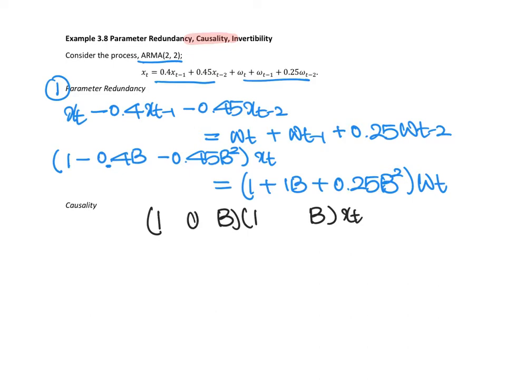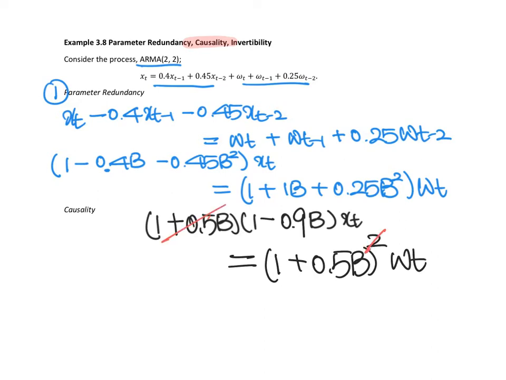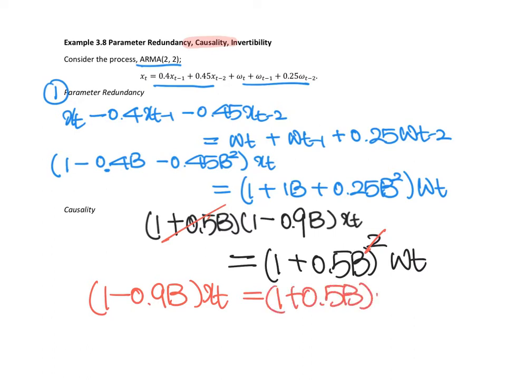0.5, 0.9, it must be negative 0.9 and positive 0.5, and the left hand side, it will be (1 plus 0.5B) perfect square times wt. Then now we can cancel out this one factor each. So finally, we can make the reduced model: (1 minus 0.9B) xt is equal to (1 plus 0.5B) wt.